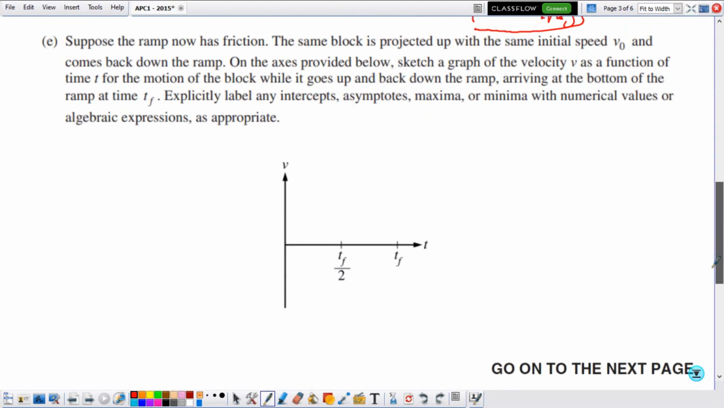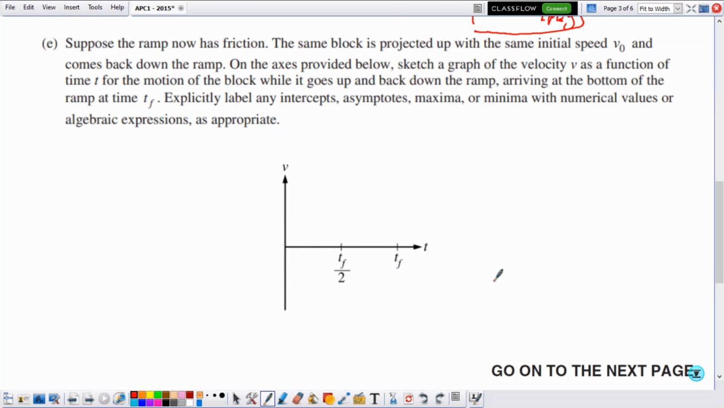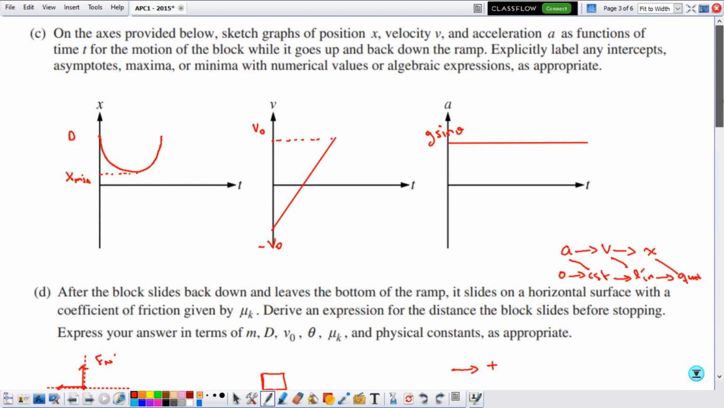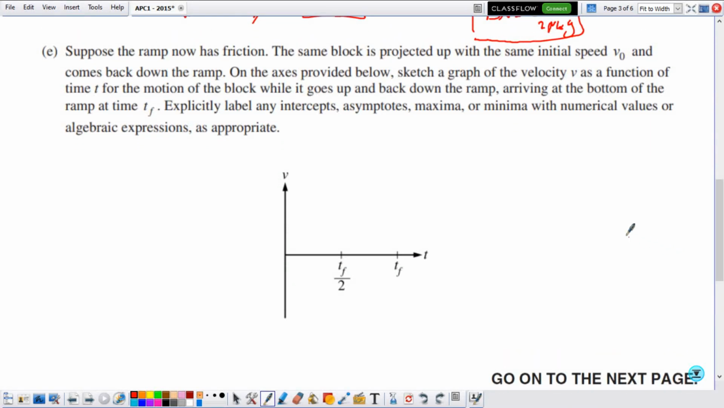And now in part E, which is the final part of this exercise, they're telling you, suppose the ramp now has friction, the same block is projected up with the same initial speed v0 and comes back down the ramp. On the axis provided below, sketch a graph of the velocity v as a function of time t for the motion of the block while it goes up and back down the ramp, arriving at the bottom of the ramp at time tf. So basically what we're doing here is that now along the ramp we will repeat the experiment, but now we will switch friction on. So it will go up the ramp, then down the ramp, taking into consideration that we have friction.